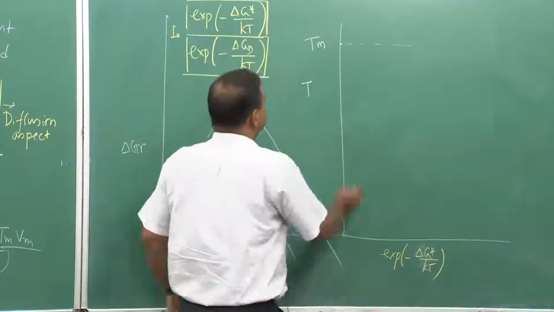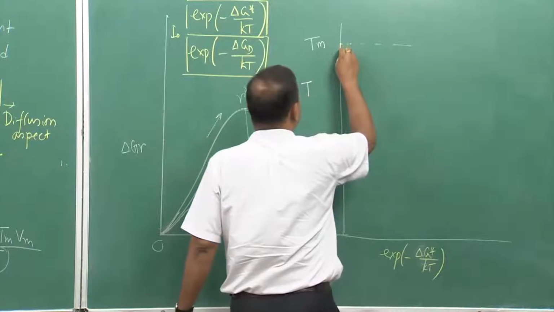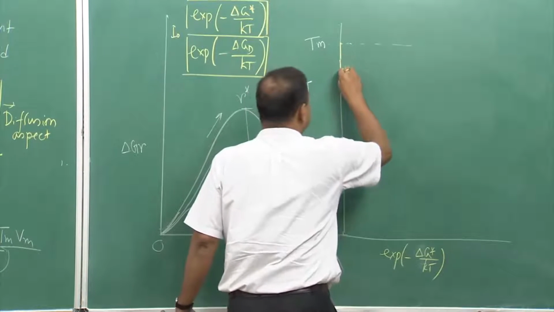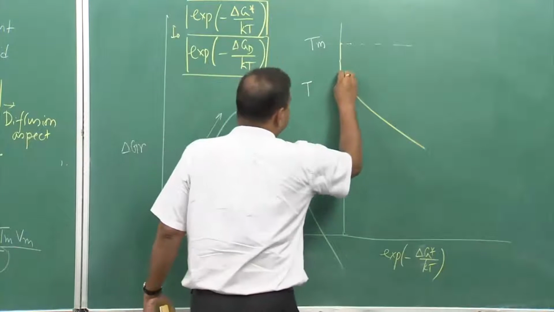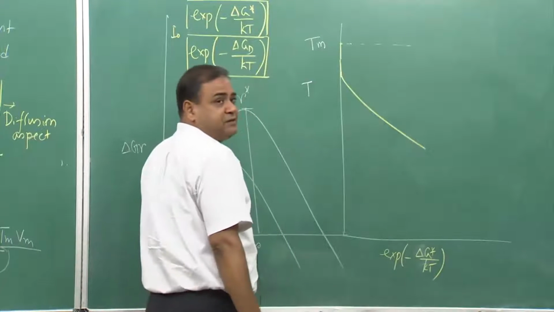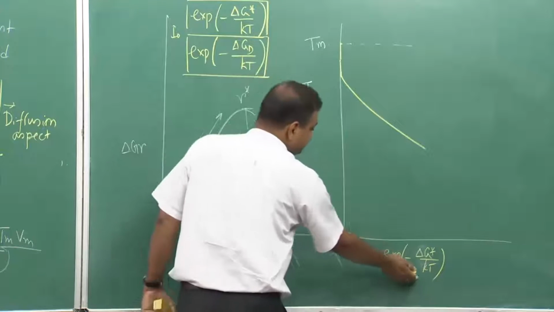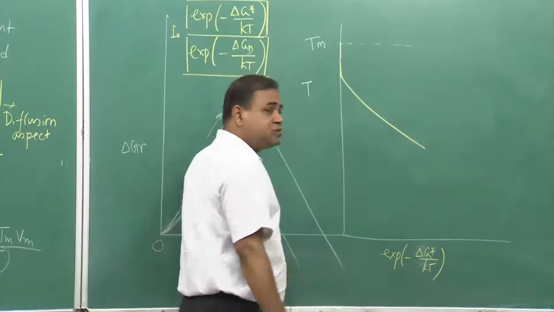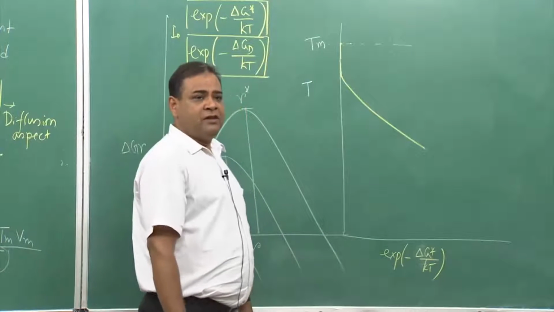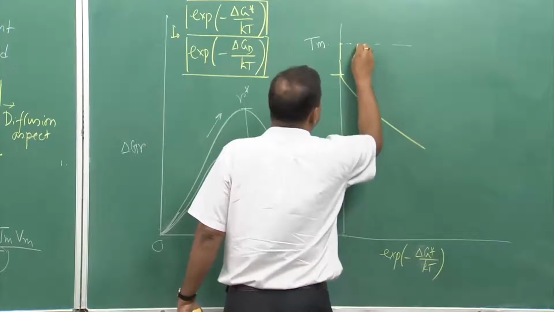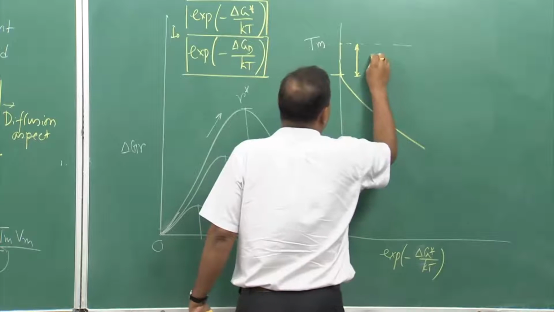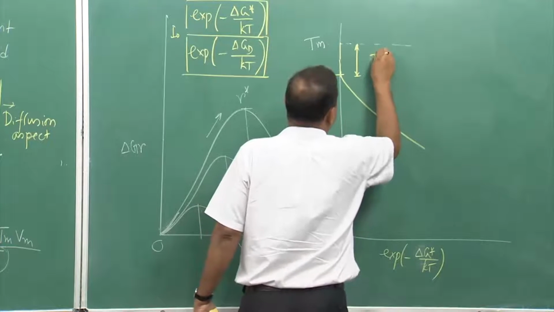So, it would look like initially there will be nothing and then finally it will increase like this. Till that point I do not see any existence of this particular term, that means I do not have critical nucleus. So, this particular section we call undercooling, threshold undercooling.